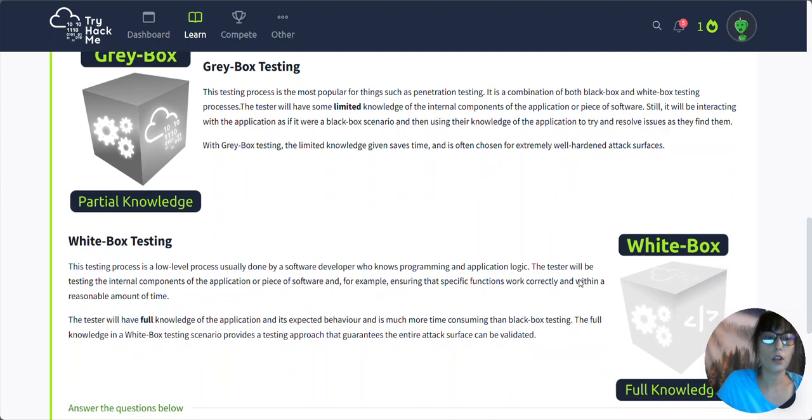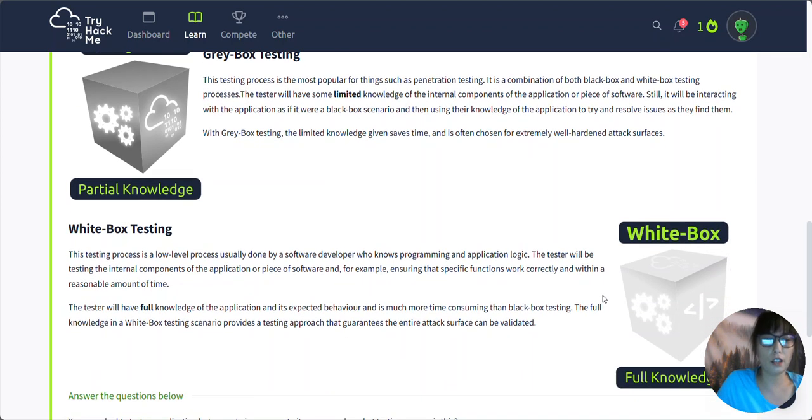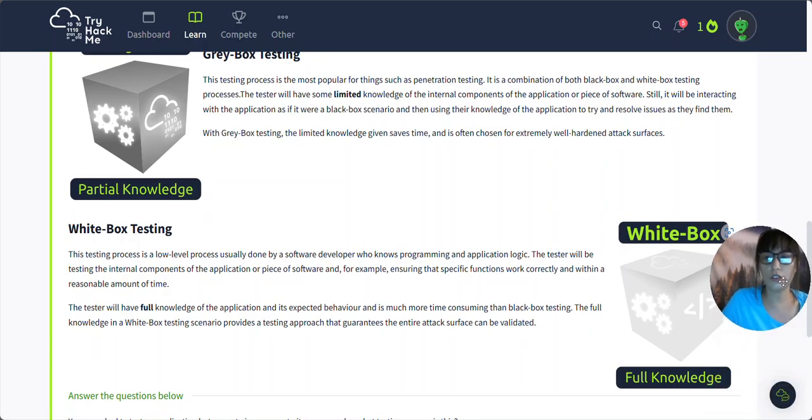Okay. White box testing. This testing process is a low-level process usually done by a software developer who knows programming and application logic. The tester will be testing the internal components of the application or piece of software and, for example, ensuring that specific functions work correctly and within a reasonable amount of time. The tester will have full knowledge of the application and its expected behavior and is much more time-consuming than black box testing. The full knowledge in a white box testing scenario provides a testing approach that guarantees the entire attack surface can be validated. So it also stands for full knowledge testing.